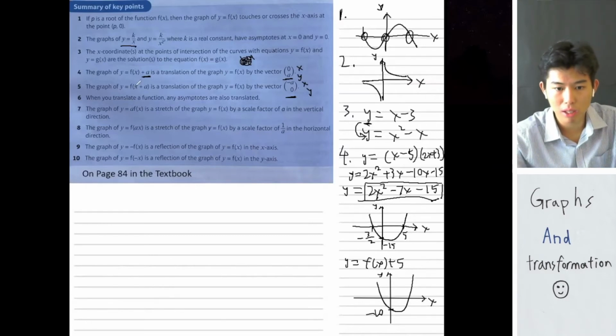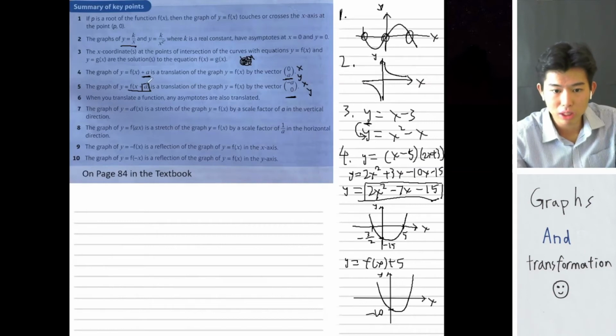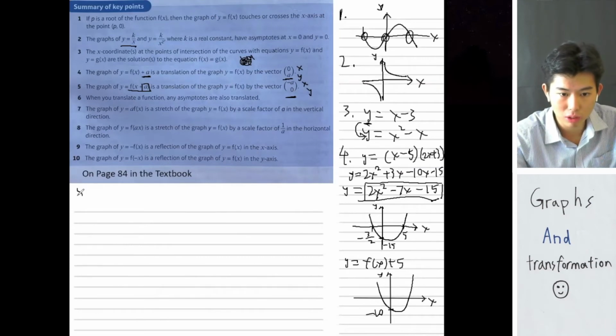Okay, so what about if y equals f of bracket x plus a? What should we do? This one is slightly tricky. If you see this value is positive, then you have to move the whole graph to the left. But if this value is negative, then you have to move the whole graph to the right. So now I'm going to do two cases. Let's say this one is part 5: y equals f of x minus 5. I'm going to draw two graphs, and y equals f of x plus 5.